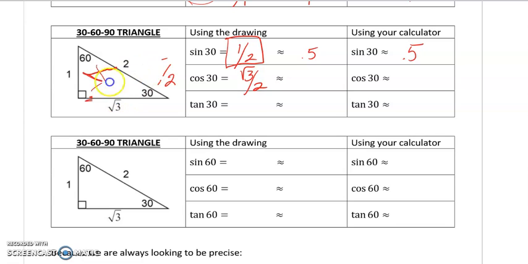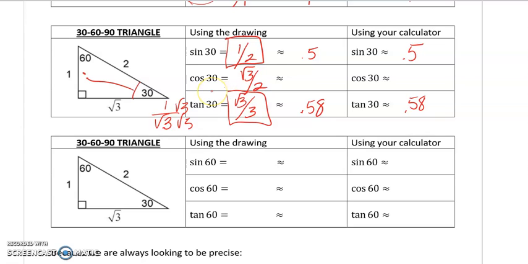Tangent of 30 is going to be opposite over adjacent. So that's 1 over root 3. You can't have that. So it's root 3 over 3. Okay. And if I put that in a calculator, square root of 3 divided by 3 is 0.58. And that's what the calculator will give you. That's not what I want. Most times I'm going to pay attention to that.